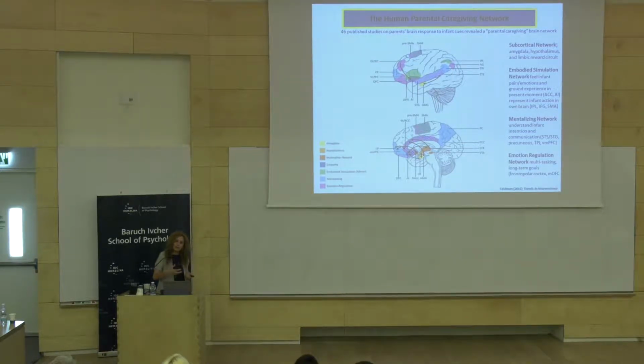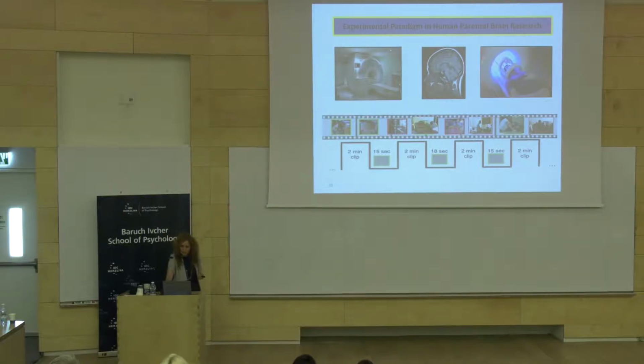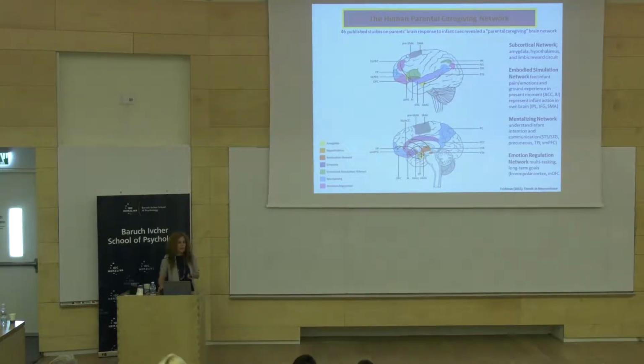This is a network that enables the parent to represent the infant's action or emotion in their own brain. The mentalizing network, mainly temporal or temporal-parietal areas, enables parents to predict infant intention from their action. This is a cry of hunger, this is a cry of tired, etc. And the latest evolving emotion regulation network enables, like Jean says, to put valuation, to plan, to multitask, to plan long-term parenting to that child in relation to culture, to context, to belief system.